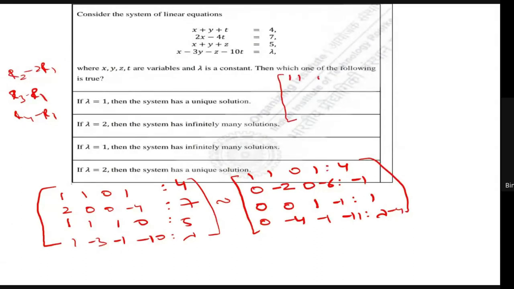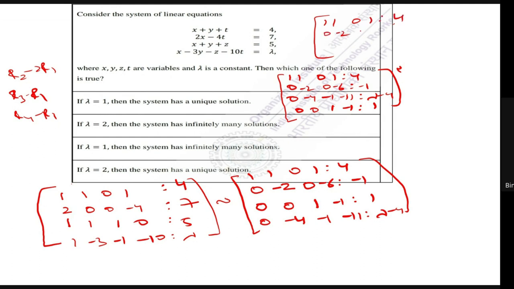The next is 1, 1, 0, 1, 4, 0, -2, 0, -6, -1, and 0, -4, -1, -11, λ - 4, 0, 0, 1, -1, and 1. The next is, sorry, I have less space here, so I'm writing like this. R3 - 2 × R2, that will become 0, -1, 1, λ - 4, λ - 4 + 2, that is λ - 2.